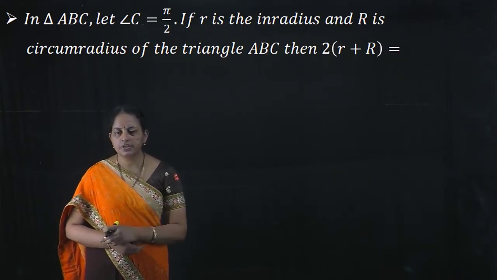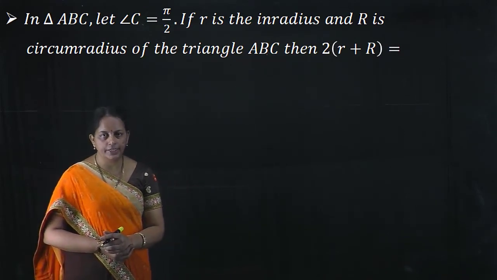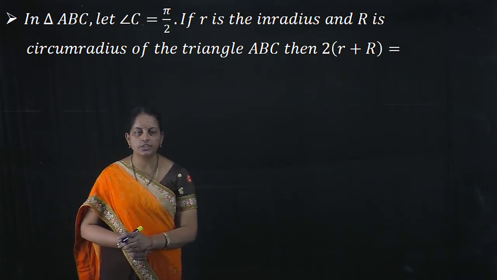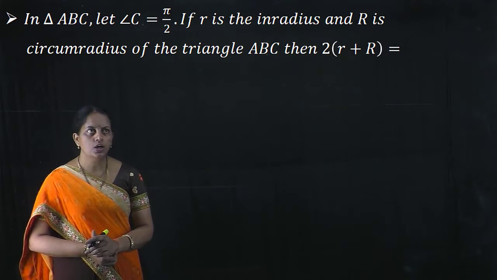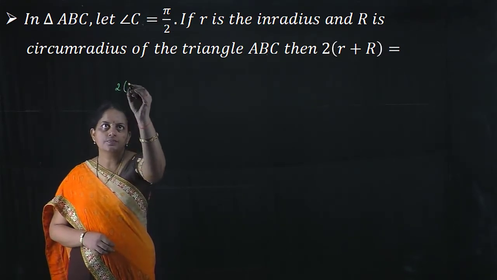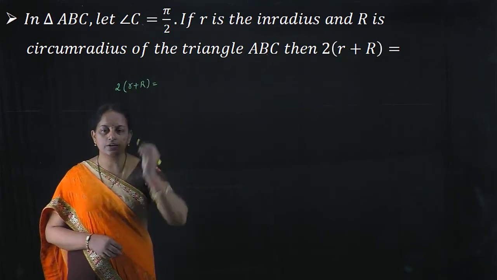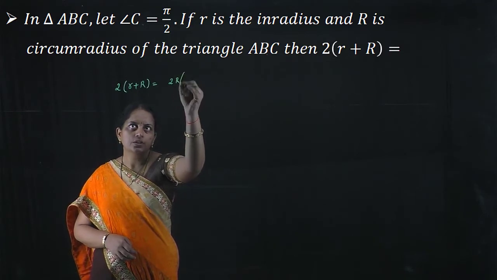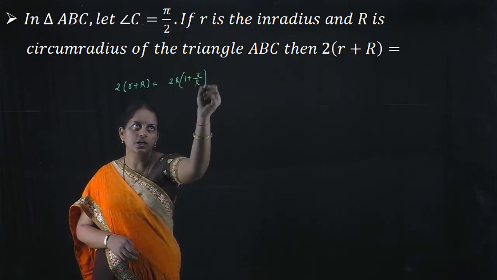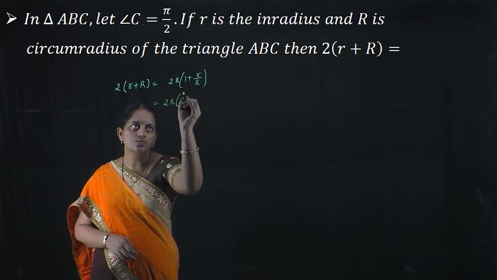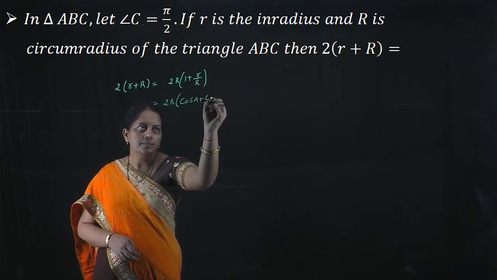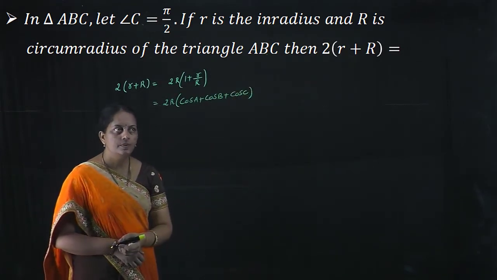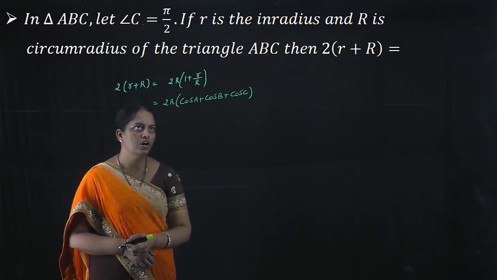And the next question is: in triangle ABC, let angle C be equal to 90. If small r is the inradius and capital R is the circumradius of triangle ABC, then what is the value of 2 times small r plus capital R? It can be written as 2 into, by taking capital R as common, R times 1 plus small r by capital R. And we know that cos A plus cos B plus cos C is equal to 1 plus small r by capital R. Already we derived this in the previous session.